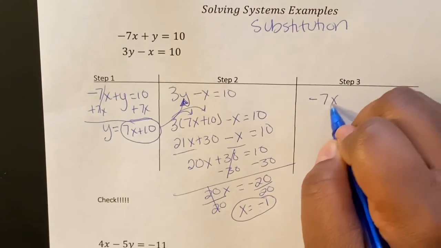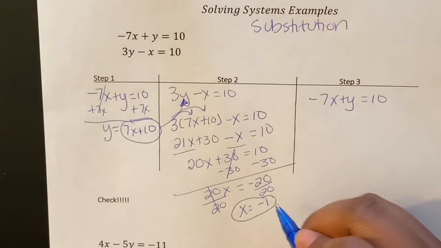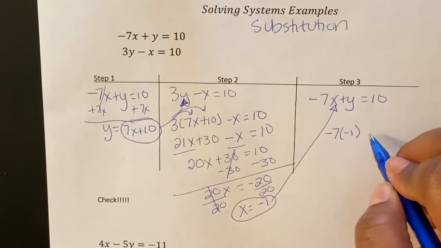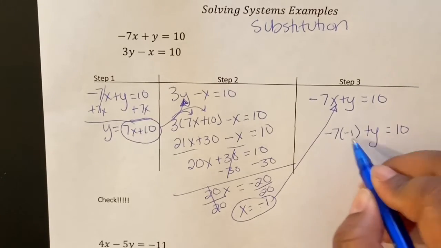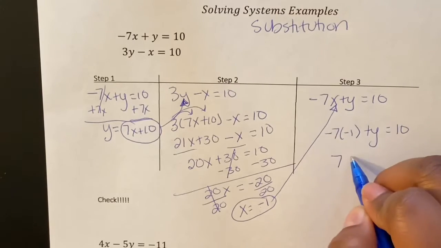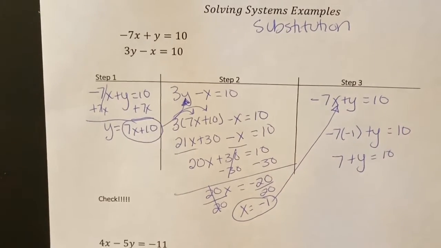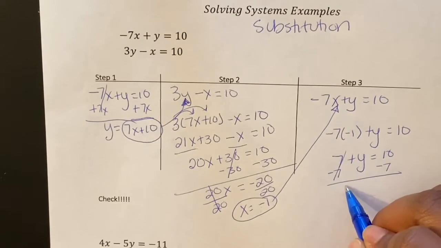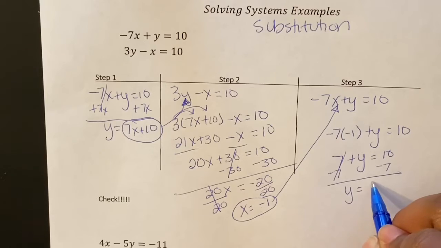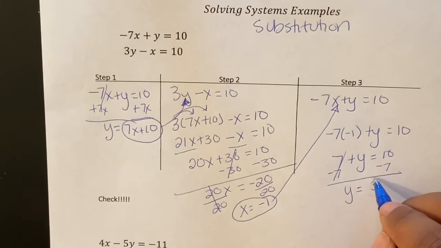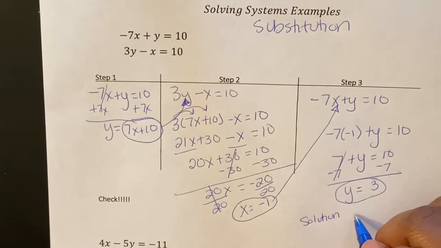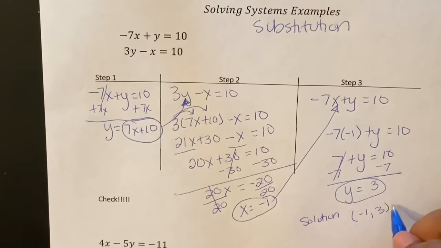Negative 7x plus y equals 10. I'm going to plug that in here. So it becomes negative 7 times negative 1 plus y equals 10. Well, negative 7 times negative 1 is positive 7 plus y equals 10. Okay. Get y by itself by subtracting 7 on both sides. Y equals 3. So my solution here is negative 1, 3.